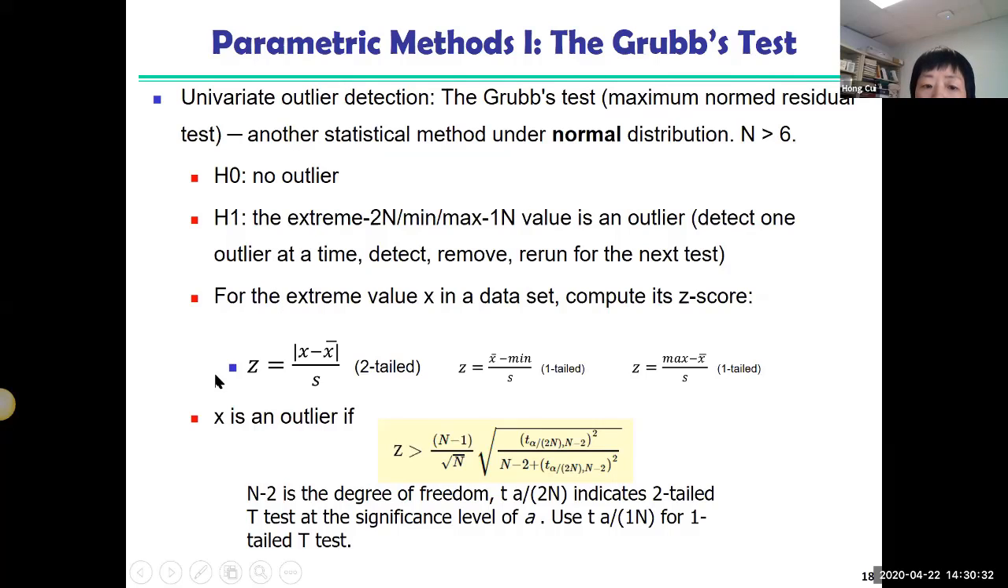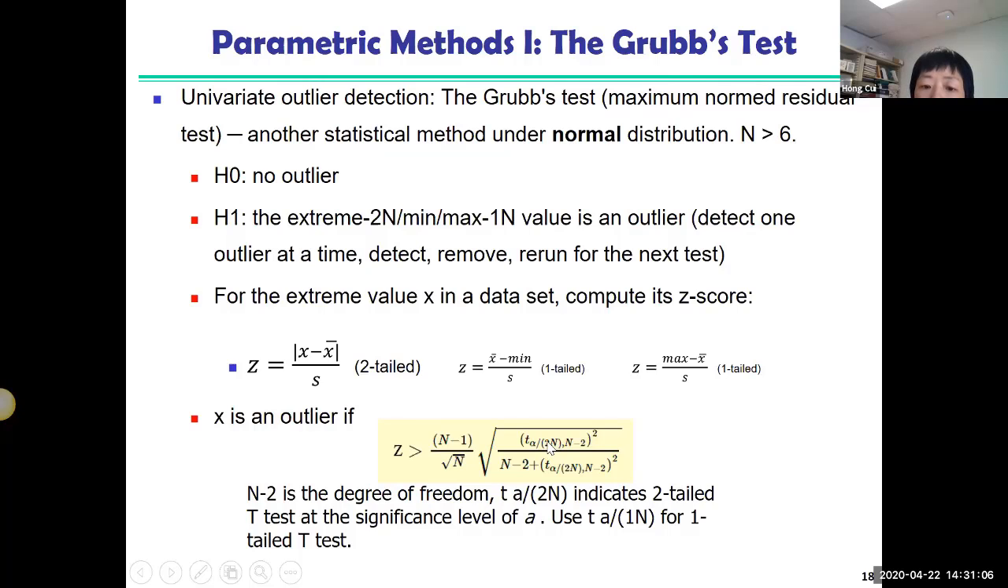The test statistic is a z-score. I guess we're all familiar with this. For two-tailed, your z-score is this. For one-tailed, minimum and maximum, your z-score is this. If the z-score is greater than this computed value, then X is the outlier. This is a t-distribution, so n minus 2 is the degree of freedom, and this 2n indicates it's a two-tailed test.